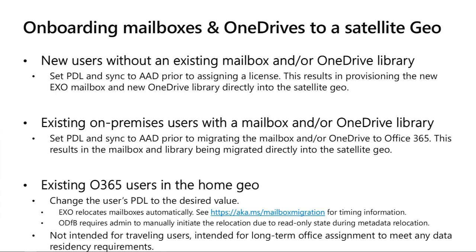Now, if you're coming from on-premises with users that already have content, and you're moving their content into Exchange Online or OneDrive for Business, same thing. So if you set the value ahead of time, when you go to move those user-attached storage objects up, we will look at the PDL value and say, aha, this is supposed to be a mailbox that is stored in the United Kingdom. They set it to GBR. We'll move it into the United Kingdom or any other geo that you might specify.